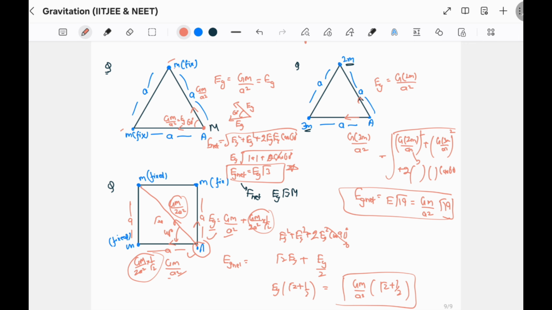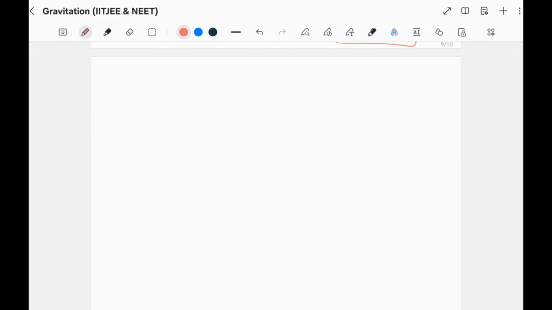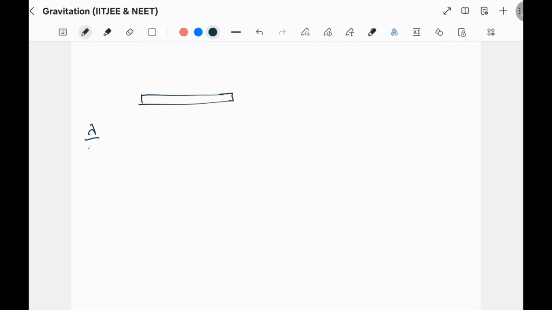And one last question that we did in the last video also. If I give you a rod like this, suppose a rod whose linear mass density is lambda. So M by L is fixed, linear mass density.